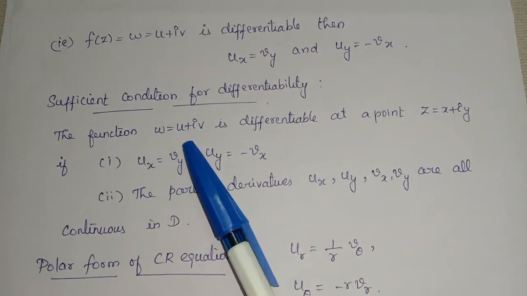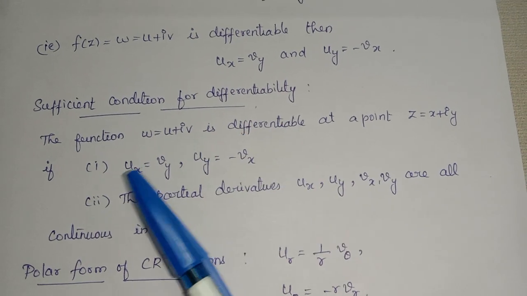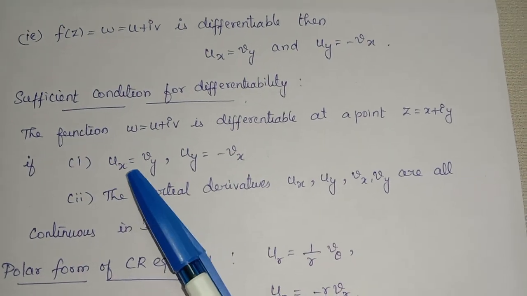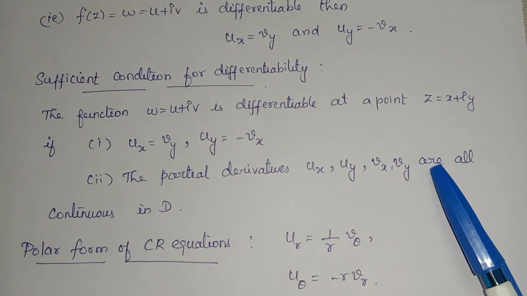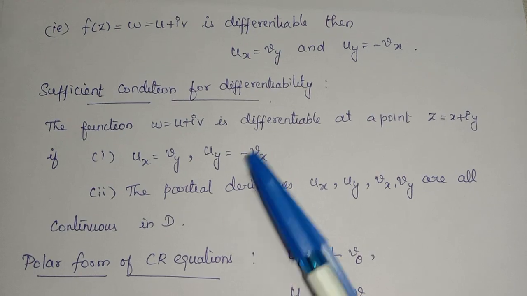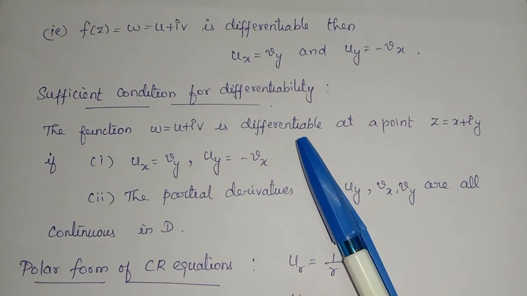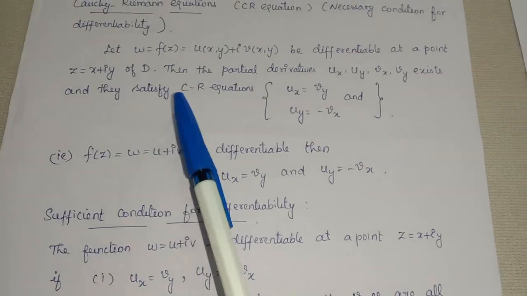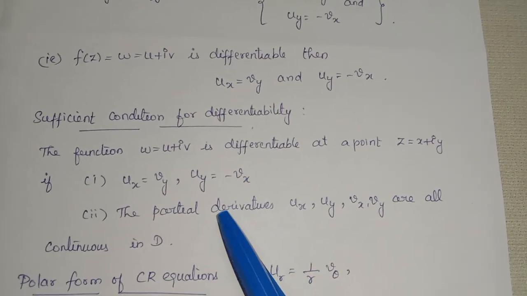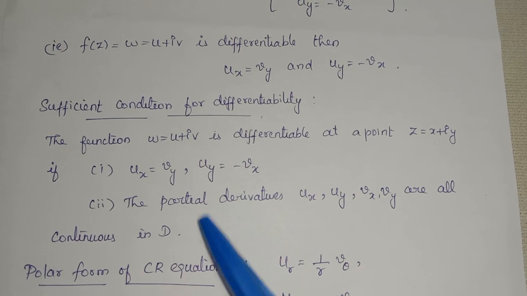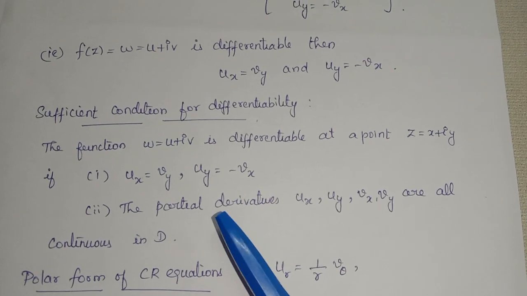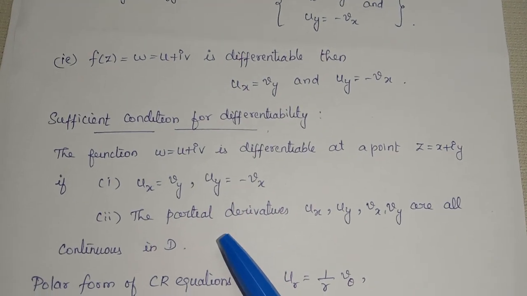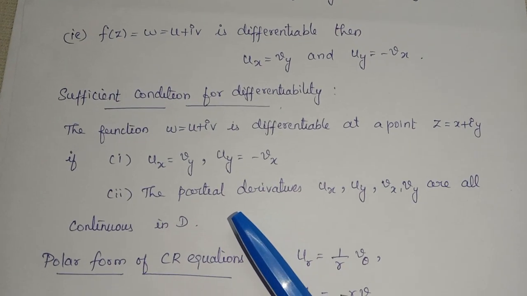If for a function u plus iv the CR equations are satisfied, and the partial derivatives ux, uy, vx, vy are all continuous, only when these two conditions are satisfied do we say it is differentiable. Can you understand? Differentiable implies these equations are satisfied. These equations satisfied plus the partial derivatives continuous, these two conditions together imply the function is differentiable. So this CR equation only we are going to make use of for checking whether the given function is analytic or not.